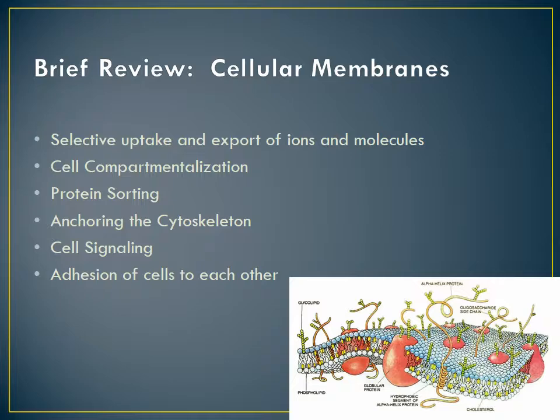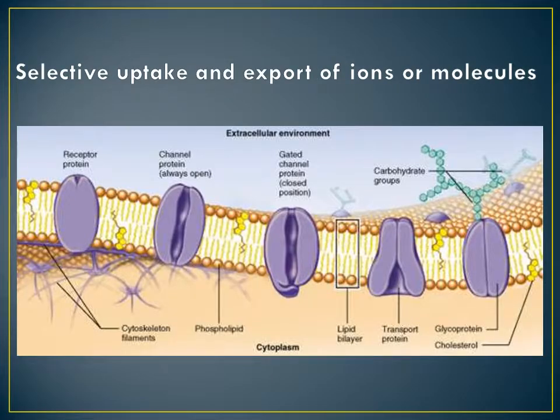So going through one at a time, we take up some things but not others. It is called selective permeability. It will allow some molecules in but leave some out.